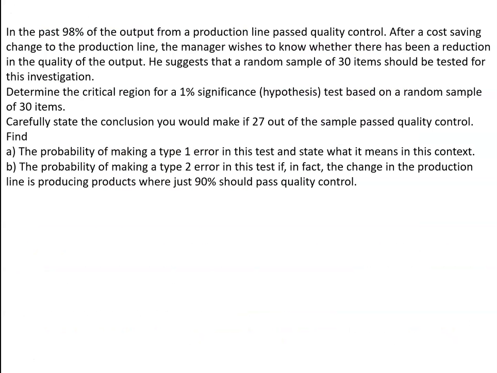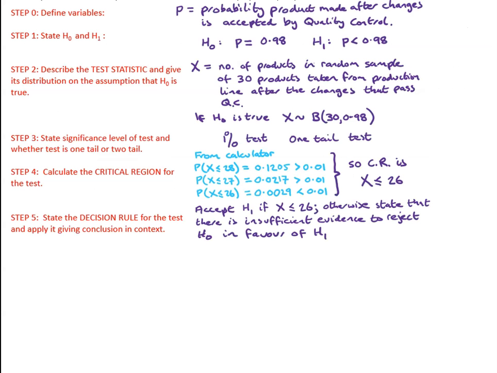Right, so let's now look at these errors in terms of some of the questions that we've looked at before. So we're back now to the example of the production line, where the production line has changed its process. In the past, it used 98% of the production past quality control, and after a cost-saving change to the production line, we've produced a test to determine whether there has been a reduction in the quality of the output. The significance test part of that question we have dealt with before, and if you can't remember seeing that, you need to go back to the video in which we considered significance tests using critical regions.